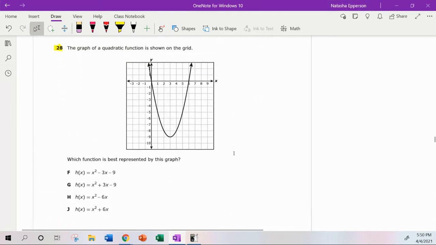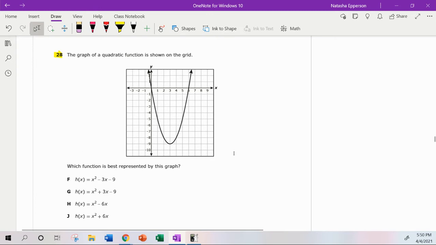Number 28. Okay, the graph of the quadratic function. Which function best represents the graph of this situation? Okay, so the first thing I'm going to do is look at the zeros of the graph. So my zeros of the graph, I have x is equal to 0 and x is equal to 6.